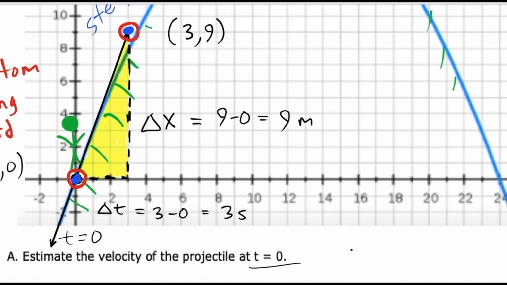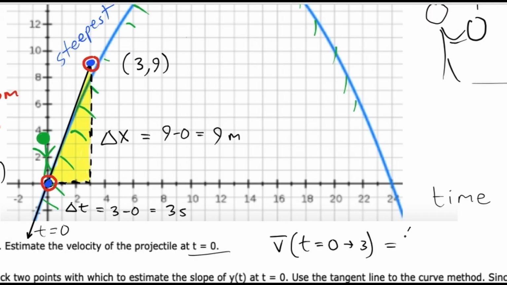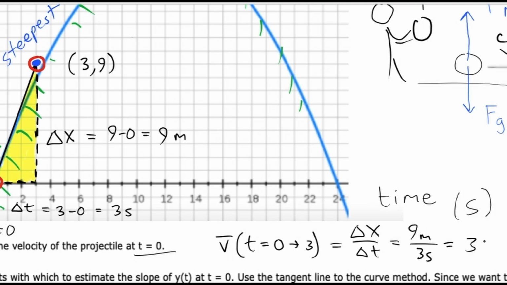And so if we're estimating that velocity, we're going to use the formula for average velocity. And you want to do delta x over delta t. That's how you find it. And it's apparently 9 meters over 3 seconds. So it's 3 meters per second.